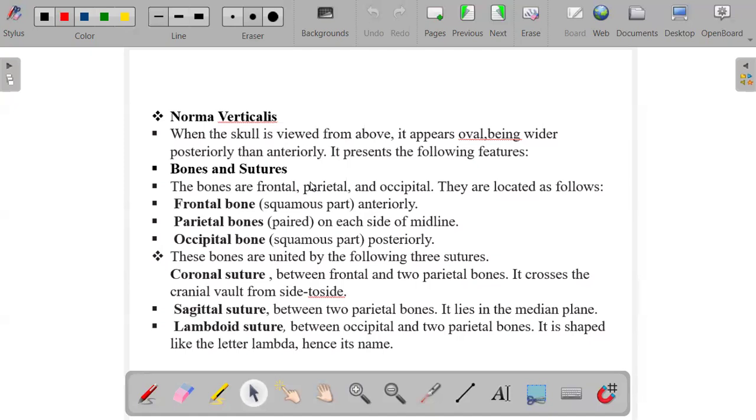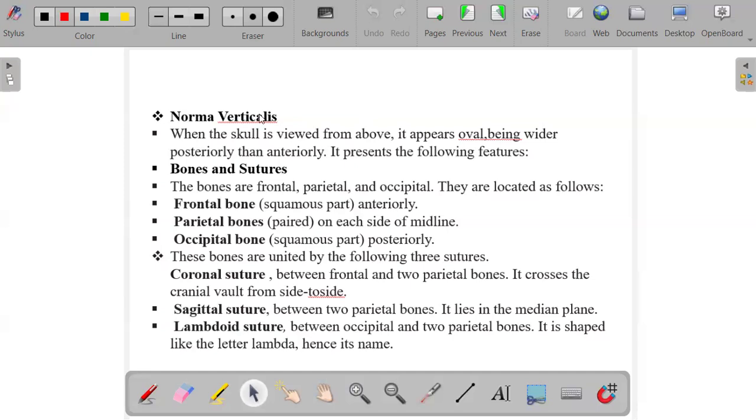If you are looking at it from the superior aspect, we call that the norma verticalis. If you're looking at it from the back, it is the norma occipitalis. For the anterior aspect, we call this the norma frontalis. And from the lateral aspect, we call this the norma lateralis. These are some of the different ways you can study the skull. We also have the norma basalis, which is from the inferior part of the skull.